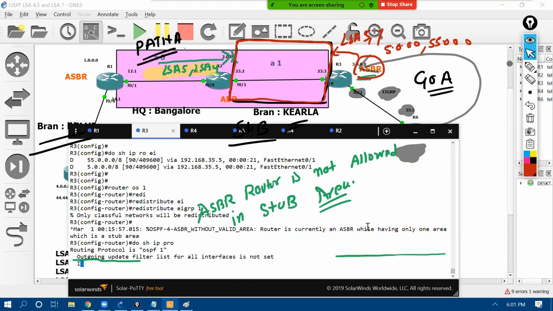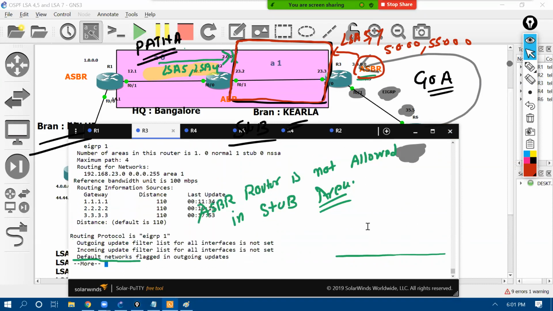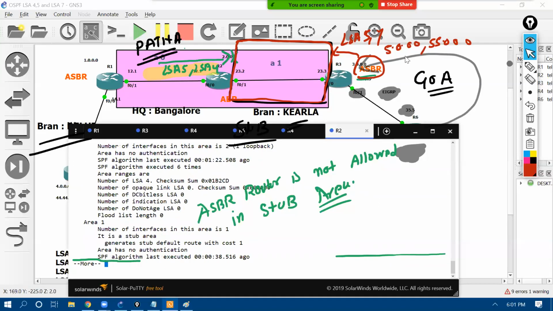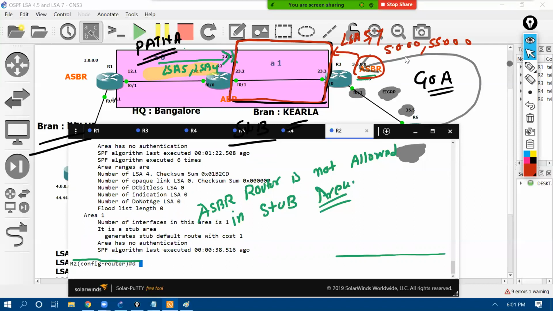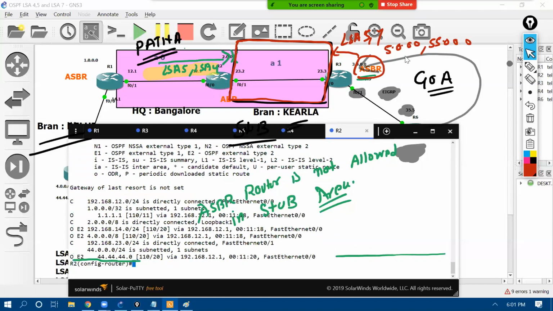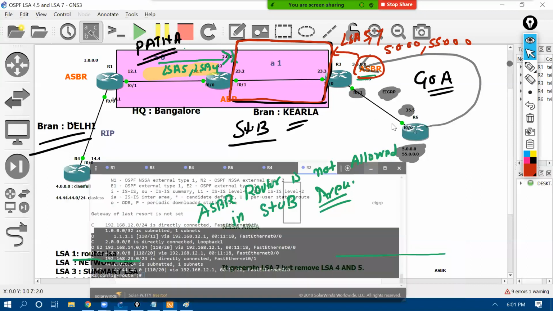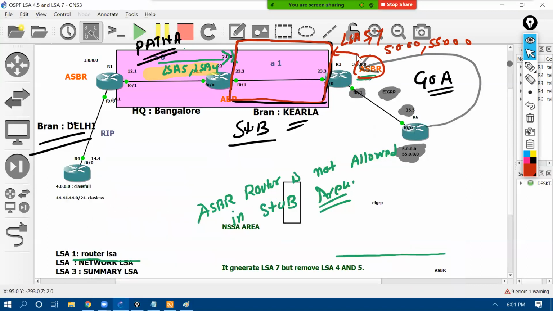Do show IP protocol. It says that this is the autonomous system boundary router. This router has become the ASBR, but the problem is that on the R2 routing table, if you check on R2, do we have the 5.0 information? No. R3 has become the ASBR router, but it is not injecting this route because of this stub area, and stub area never allows it.